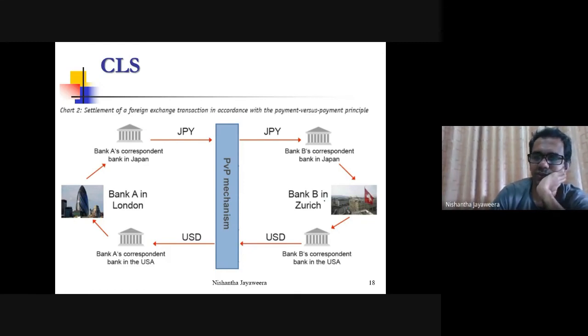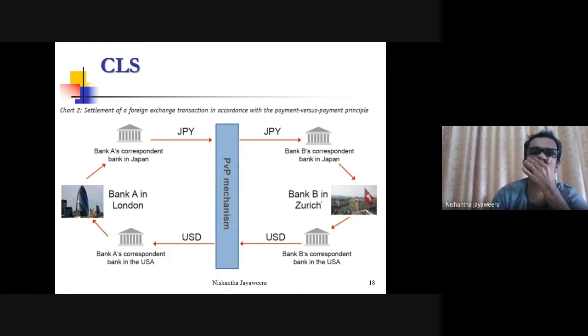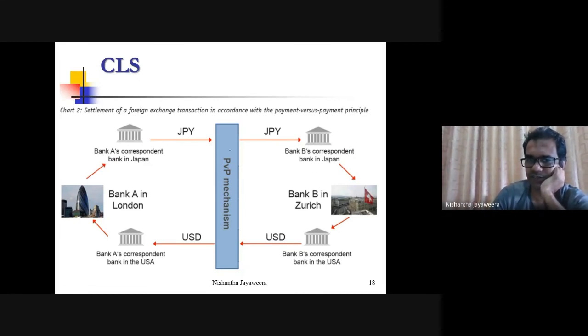So in this example, it's a bank in London and a bank in Zurich. They do a dollar-yen transaction. The bank in London has a correspondent bank in Japan. The bank in Zurich also has a correspondent bank in Japan. They have a correspondent bank in the US as well. So what would happen? The London bank will instruct its correspondent bank in Japan to pay JPY to the corresponding bank of the Zurich bank in Japan. But there's another entity, CLS, in between these two.